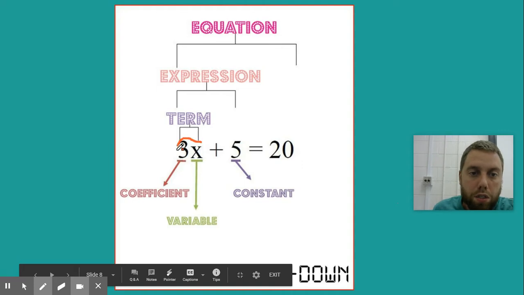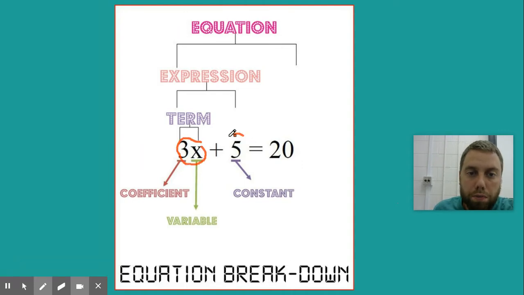A term is just a portion of an expression. So these are two different terms. Now, these terms are made up of separate parts. First, we have the variable. We remember variables are letters that represent any number. This x here could represent anything, right? So that is our variable.